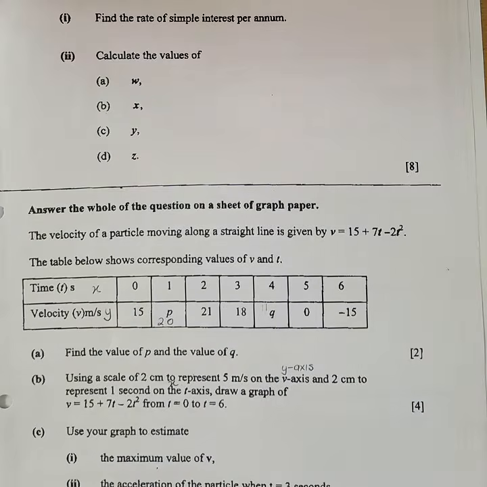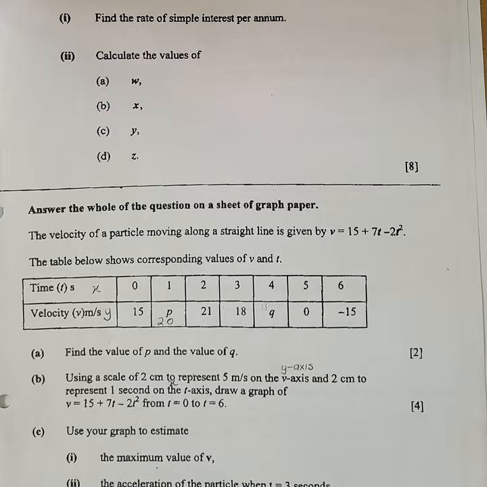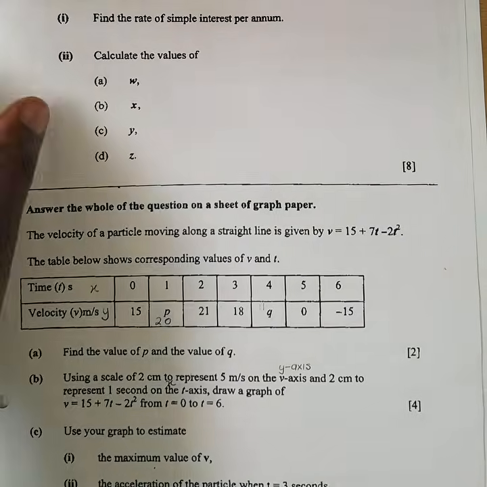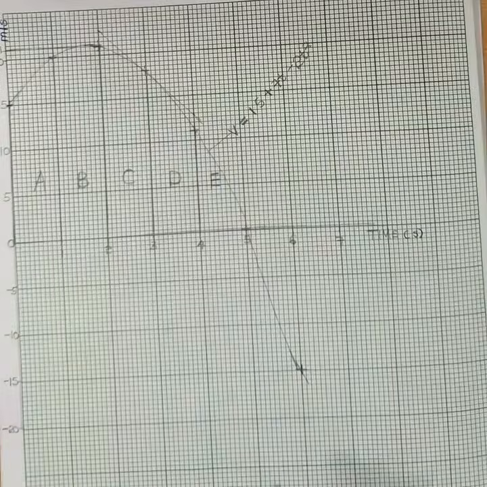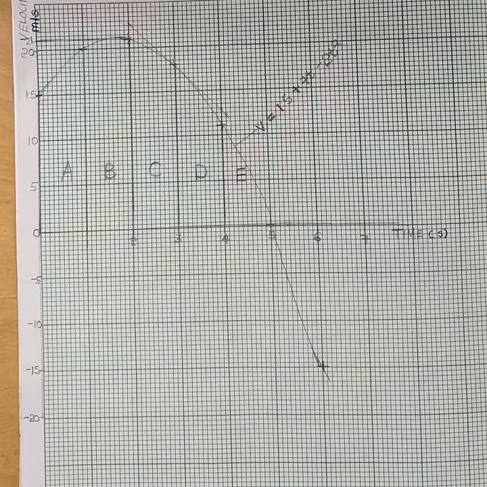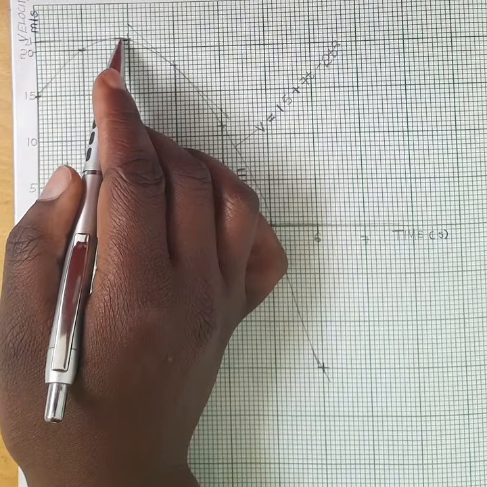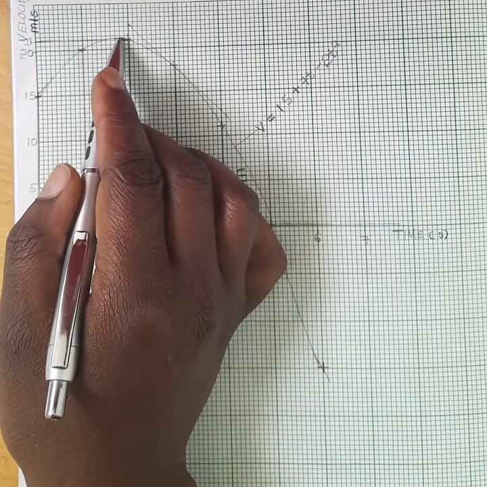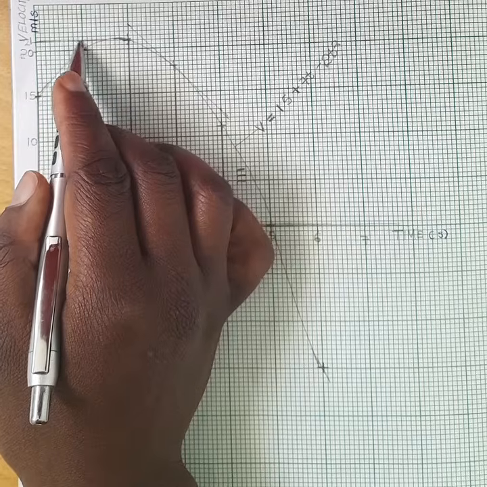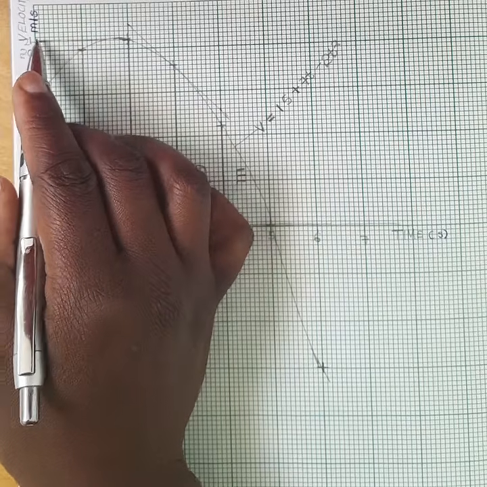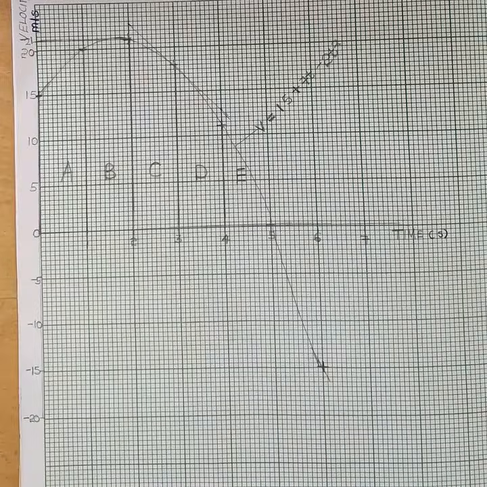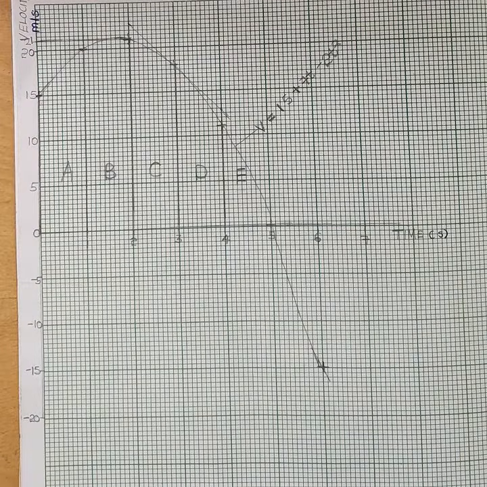For example, here in June 2011 on part C, the question is reading, use your graph to estimate the maximum value of V. So we are going to write the turning point. Here our graph is turning at this point. So you need to take your ruler and then you see the line that is in line with the turning point. Our turning point is this point. It is corresponding with 21. So it means that the maximum value of V is 21.